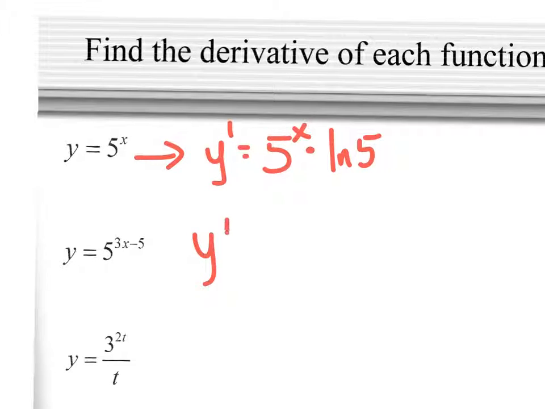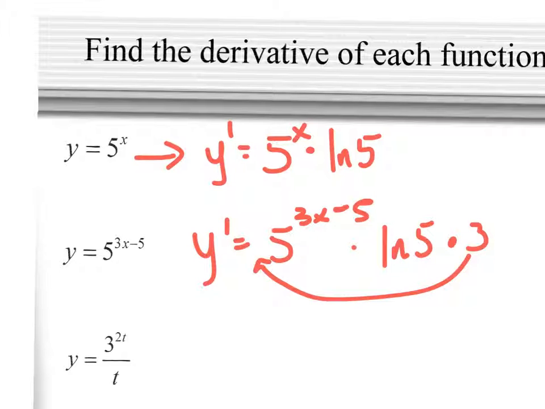So you end up getting 5 to the 3x minus 5 times the ln of 5, but then you have to multiply by the derivative of your exponent. So you end up with times 3. Now you cannot combine any of those together, so you just leave it. Or you can put the 3 in front if you really want to, but it can't give you 15. You can't multiply the base when it doesn't have the same exponents.